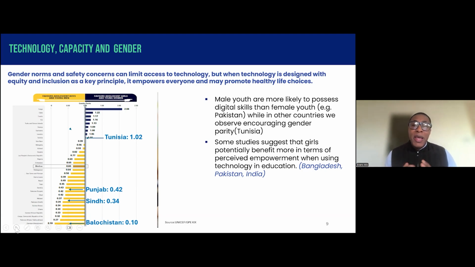although sometimes gender parity doesn't mean that everyone has access, but rather whether it favors more boys and young men or more girls and young women. And we've seen some studies from Bangladesh, Pakistan, and India, where there is great potential: when technology is used in education, it provides greater empowerment for all genders.